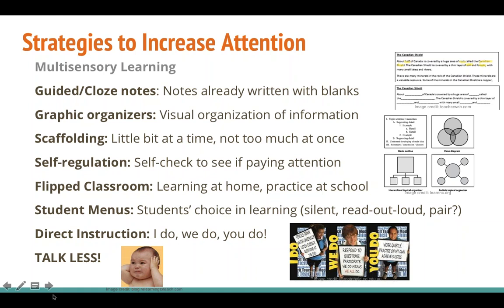attention. So a lot of times if they have to do free form note-taking, they'll just look at you blankly and daydream. But if they actually have something in their hands that they have to move, it engages them and increases attention.